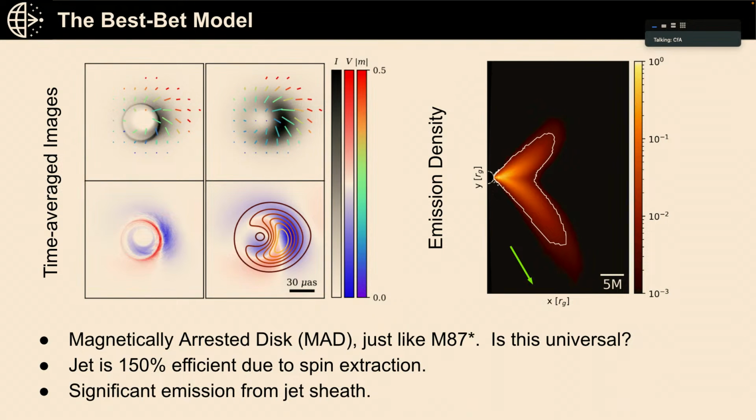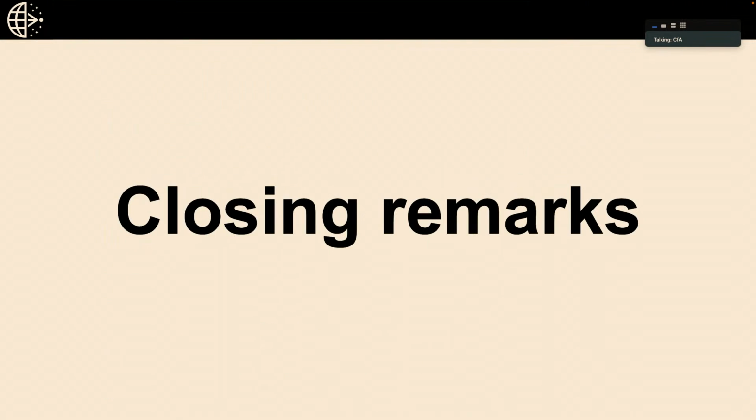So this is it. This is our best look at what we think the properties close to Sagittarius A* could be like. And I will pass it off to Sara for some closing remarks.